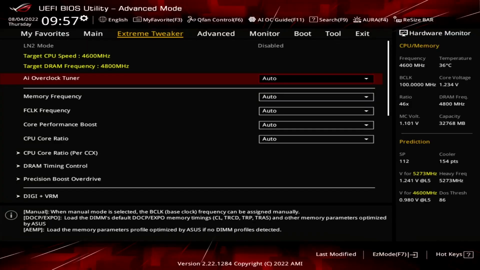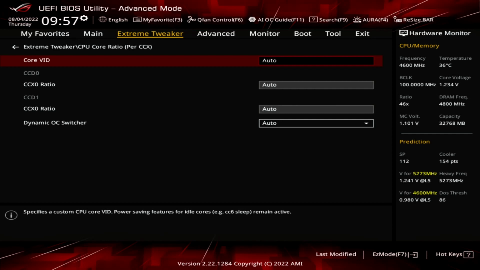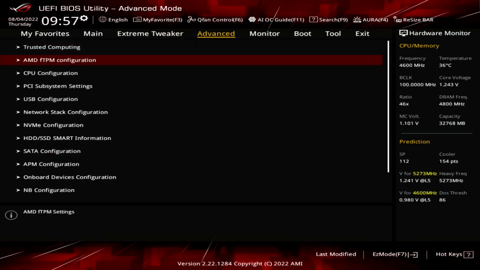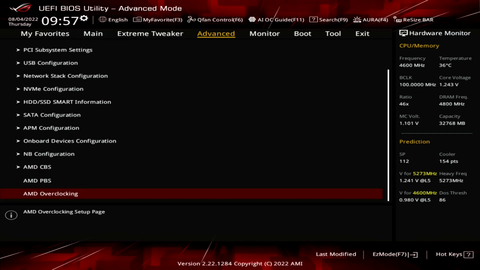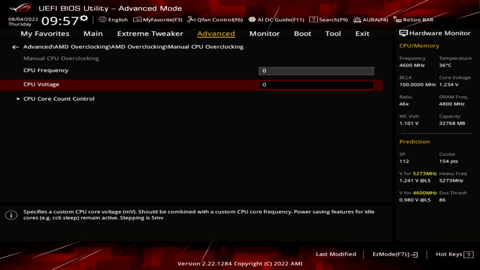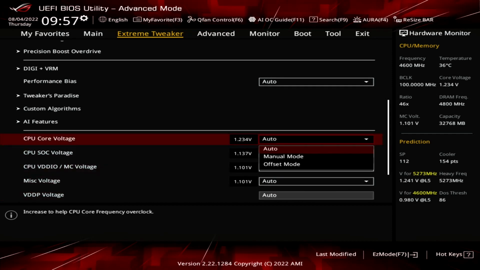In the Asus ROG BIOS, you can configure the OC VID via the Extreme Tweaker CPU core ratio per CCX submenu. Alternatively, you can manually adjust the OC VID in the AMD Overclocking manual CPU overclocking submenu. In the Asus ROG BIOS, you can configure the VDDCR voltage rail directly in the Extreme Tweaker by adjusting the CPU core voltage setting.